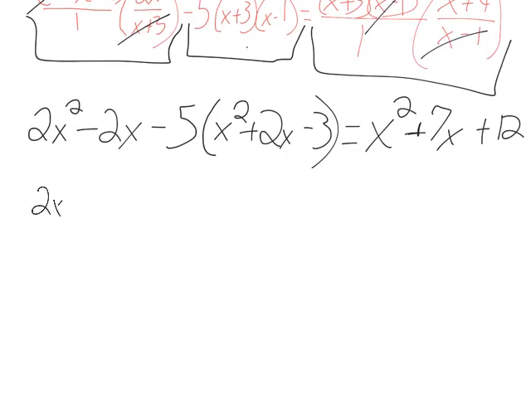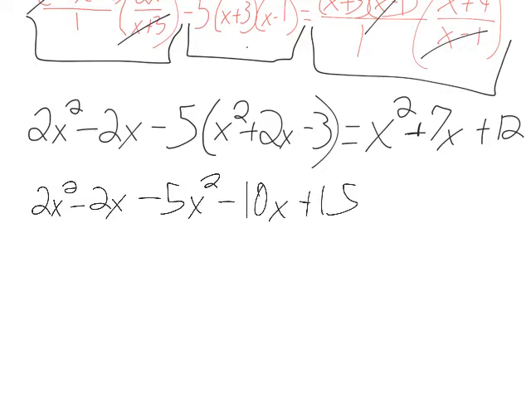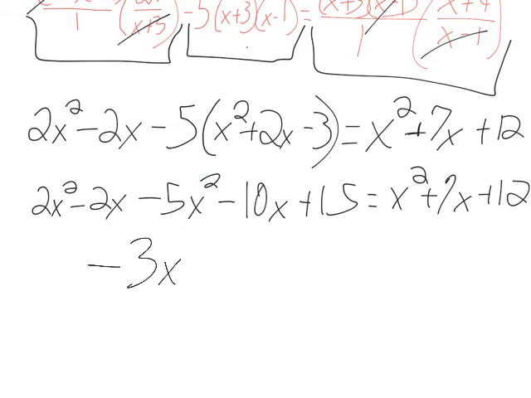So I've got 2x squared minus 2x minus 5x squared minus 10x plus 15. All I've done is distributed the negative 5 there, is equal to x squared plus 7x plus 12. Okay, so let's get our x's together and our x squareds together, do all that kind of stuff. We want to combine our 2x squared terms there. So that's going to give me a negative 3x squared. We need to combine the negative 2x and the negative 10x. That's going to give me negative 12x, and then the plus 15 is our constant.